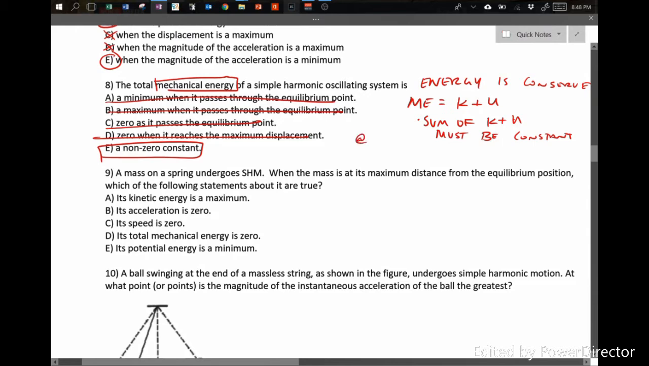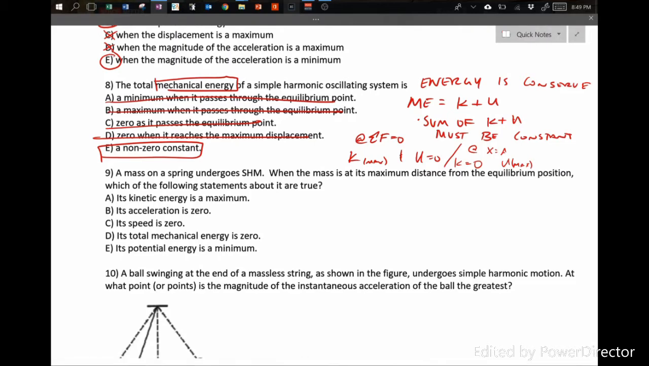At equilibrium, kinetic energy is a maximum value and U is at a minimum value. At an amplitude, kinetic energy is at a minimum value and my potential energy is at a maximum value. They're swapping that maximum and minimum value back and forth between each other evenly the entire time.